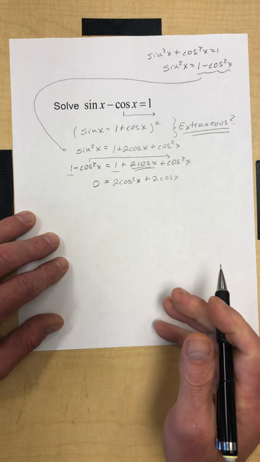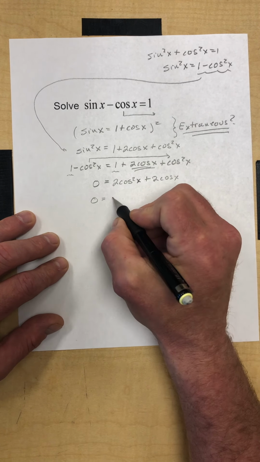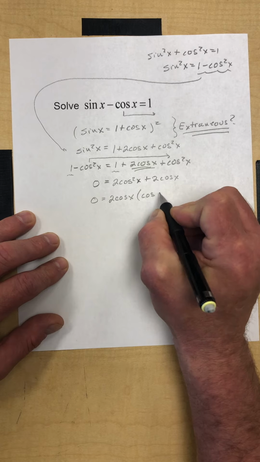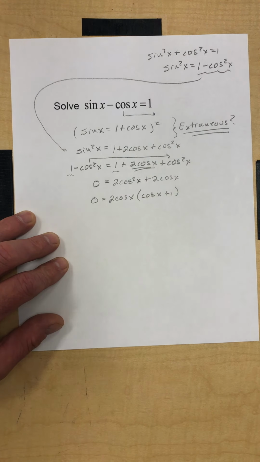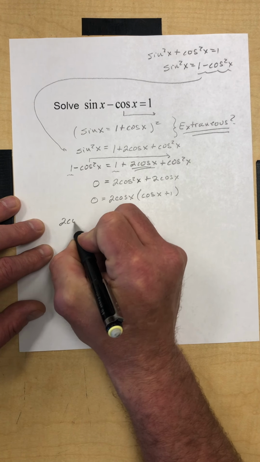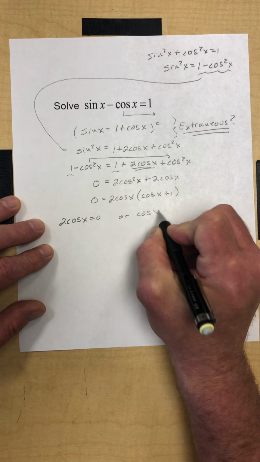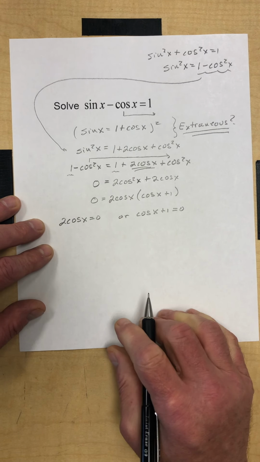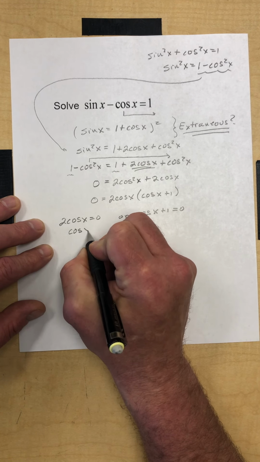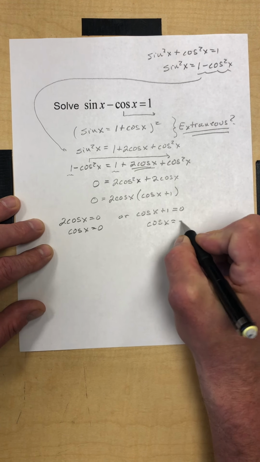Now notice with this, you've got a GCF you can factor out. And that GCF is 2 cosine of x. So I factor that guy out, and I'm left with cosine of x plus 1. And that's all you can do as far as factoring. So we say, well, if that's the case, then 2 cosine of x equals 0, or cosine x plus 1 equals 0. If this is the case, that would mean that cosine of x equals 0. And if this is the case, that would mean that cosine of x equals -1.